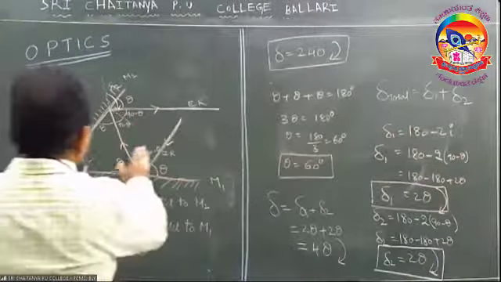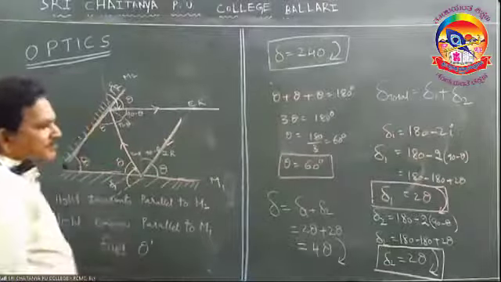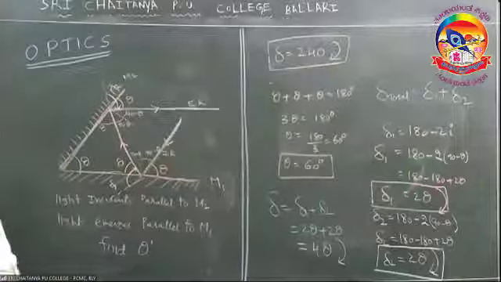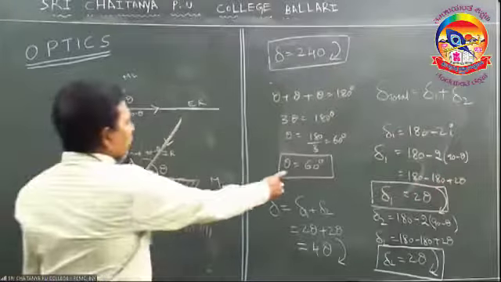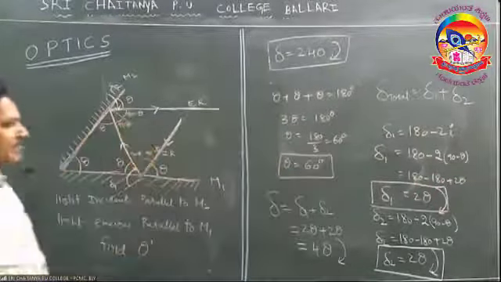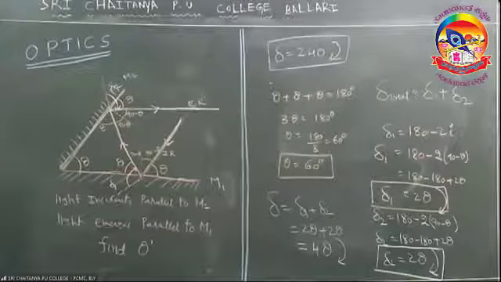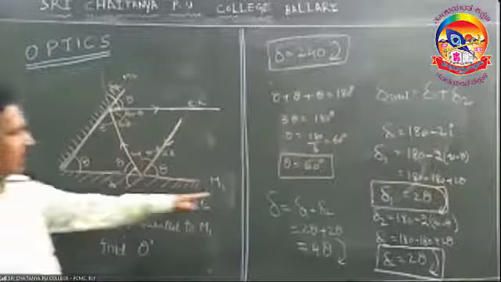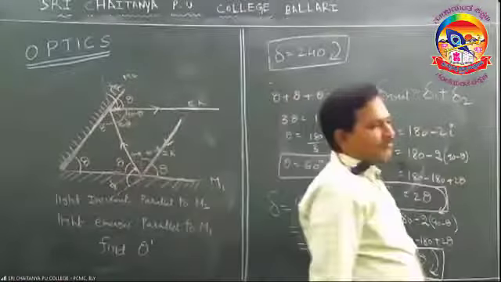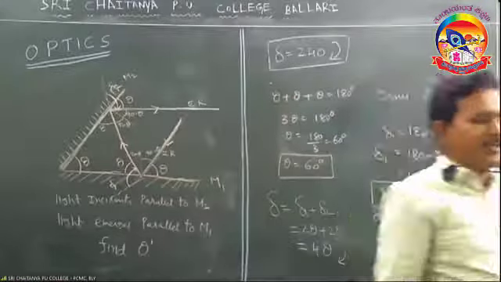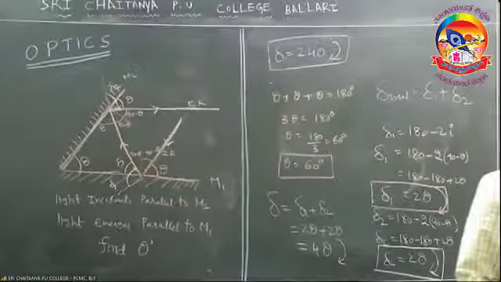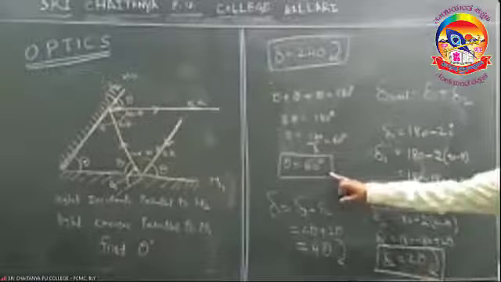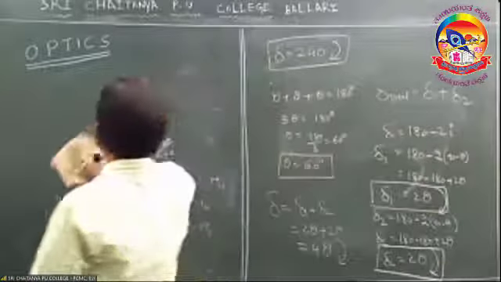No need to do this entire calculation in the exam. That is the importance of class. Theta value is automatically 60 degrees. Net deviation, or they may ask only the deviation at the first mirror. Deviation at first mirror is 2 theta clockwise, that is 120 clockwise. Deviation at second mirror is also 2 theta clockwise. Theta we already know is 60, so 120.